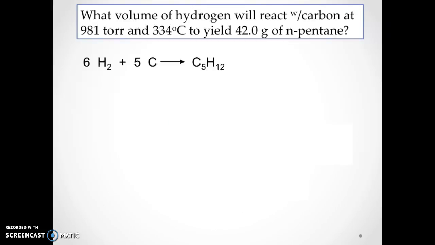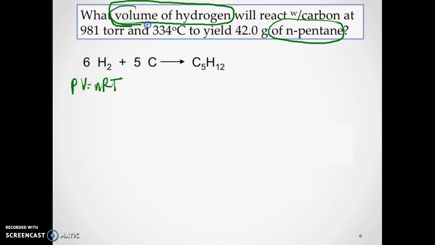So the next thing we learned is how to do stoichiometry and how to use the ideal gas equation. The first thing I've taught you guys is always write what's given to you and what you want. It says what volume of hydrogen. So we want the volume, but we also want hydrogen's volume. And what volume of hydrogen will react with carbon at this many torrs, this temperature, and you want to yield 42 grams of pentane. First of all, you have pentane, and you have hydrogen, so you know you're going to be using a mole ratio somewhere. So because you have pressure, temperature, and moles, essentially this is moles because you convert grams into moles, then you could use PV equals nRT, and you could solve for V, which is V equals nRT/P.